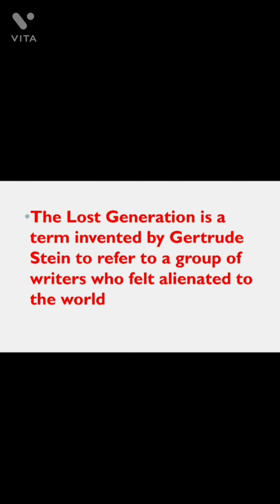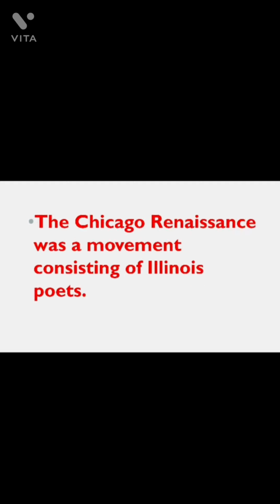Next is the Lost Generation, a term invented by Gertrude Stein to refer to a group of writers who felt alienated from the world. Lost means alienated, solitude. The Chicago Renaissance was a movement consisting of Illinois poets.